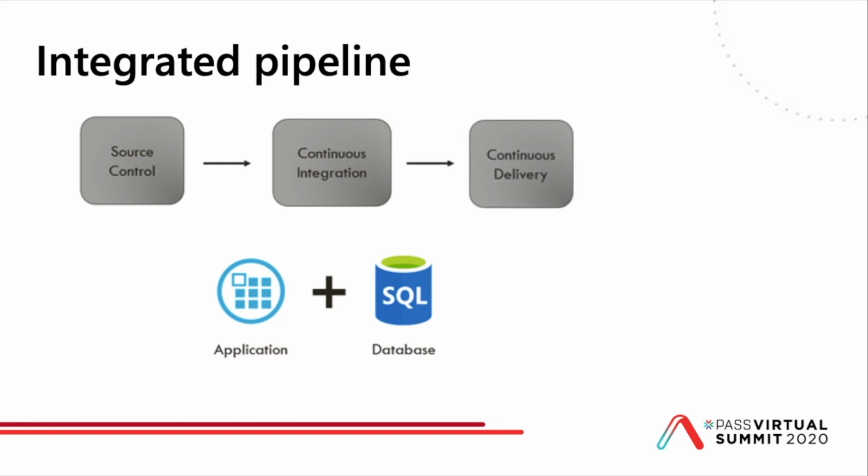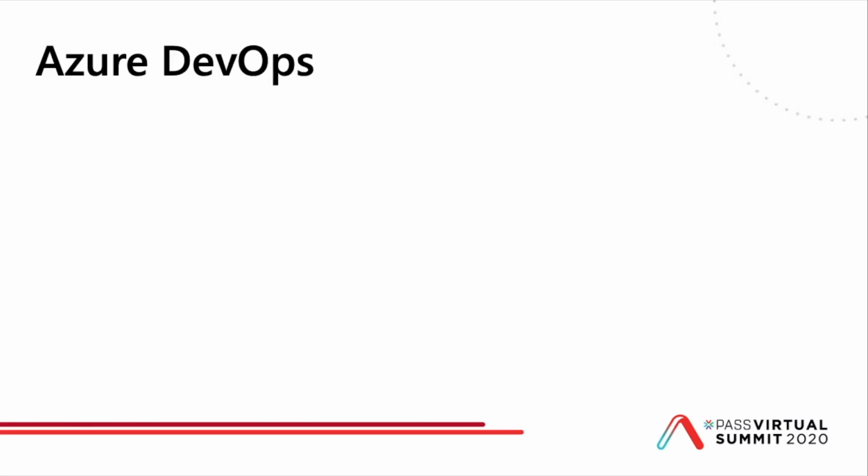And the whole concept of an integrated pipeline is where we will be creating a single stream that will include our changes of our database through database migrations and application changes. And this is going to follow exactly the same process of build, test, and deploy. Okay? And Azure DevOps is a tool we can use for such purpose.